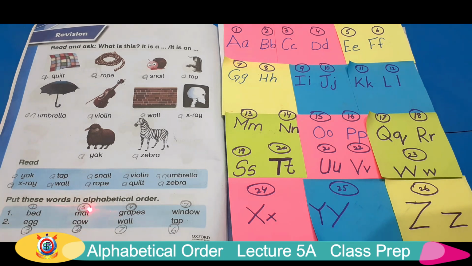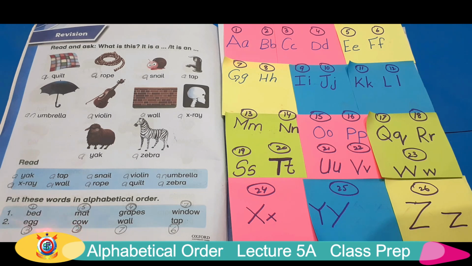Okay, now here, mat. So what do you think? Which number is the M? Here the M is on 13 number. But after B, what has come? After B, C is coming. So where do I put it? Where is the C? Check here. Yes, here is C. Cow. So the cow comes with the second number, because after B comes C.